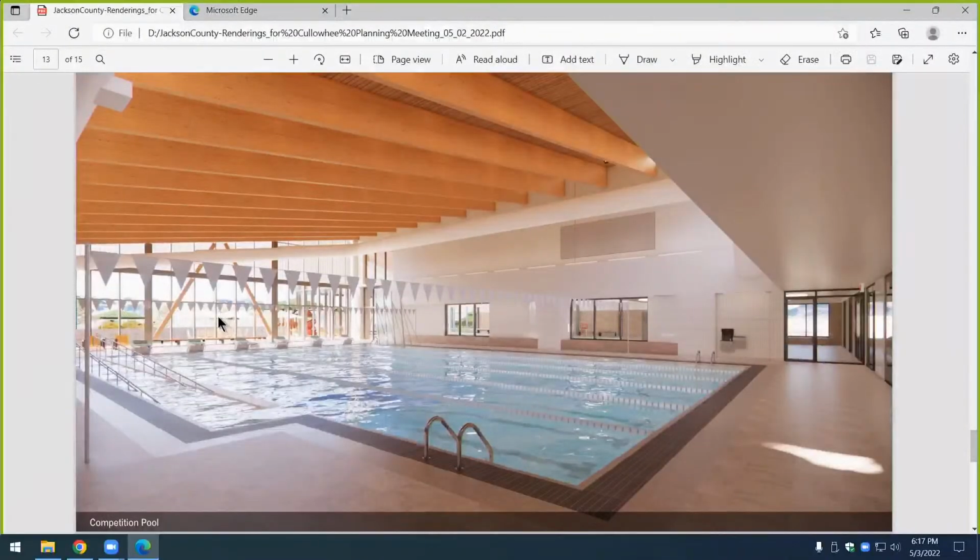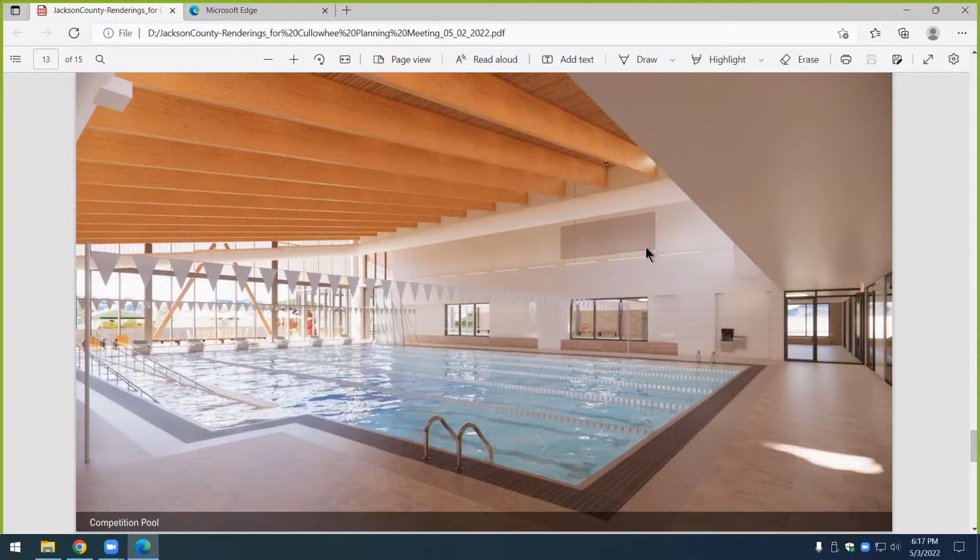This is the 6-lane lap pool. We do have a climbing wall. On this end is the starting area for the competition. We also will have a diving board that we can use there when obviously there's no competition. We do have ADA accessibility. This is a ramp that comes into the lap pool itself.